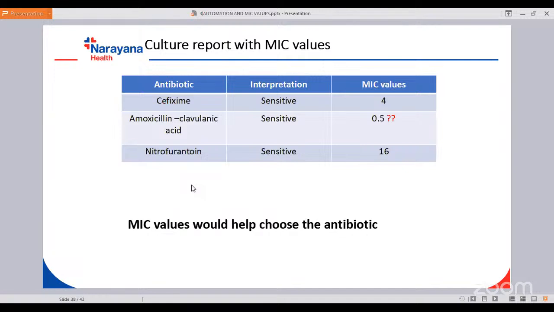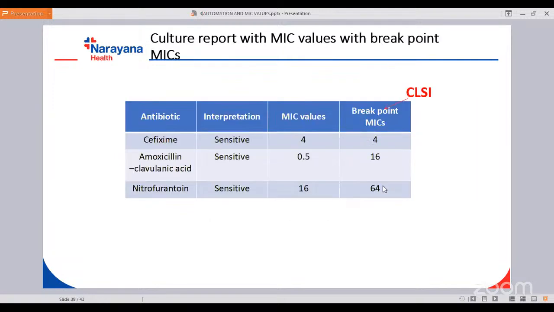So if you have MIC values, you get a report which has got MIC values. Cefixime has an MIC value of 4, augmentin has 0.5, and nitrofurantoin 60. So would you choose augmentin as the best drug to use because it's got lower MIC values? No. MIC values cannot be compared across classes of drugs. One more important thing that is missing in all culture reports is the breakpoint MICs.